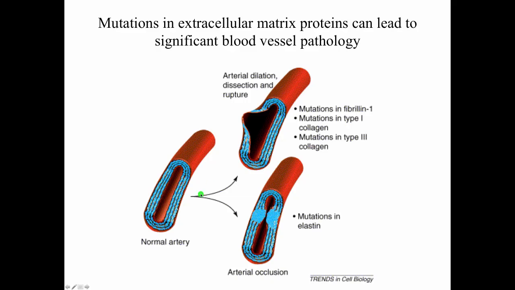This just shows what a normal artery might look like, and shows you how these arteries could potentially get deformed if there are mutations in extracellular matrix proteins. A lot of mutations in extracellular matrix proteins can lead to very significant blood vessel pathology. So, for example, you might have mutations in fibrillin genes, in different collagen genes, or in elastin genes. I'm going to leave this for you to consider later in your training in pathology. I just want you to be aware that mutations in extracellular matrix proteins can lead to significant blood vessel pathology.